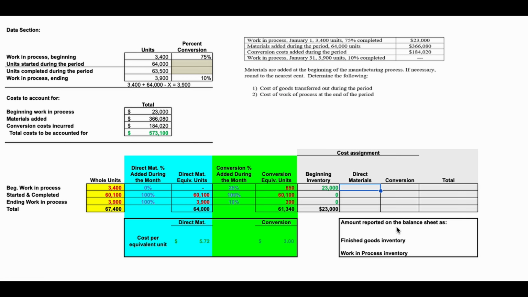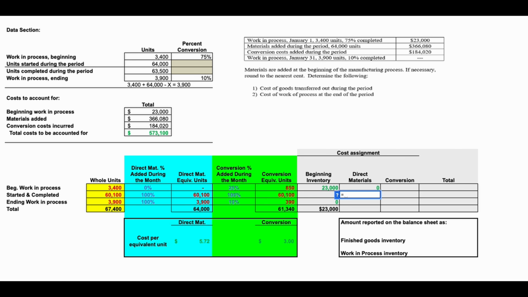Next, we're going to calculate our direct materials. Based on what we just talked about, you can probably assume that there's no direct materials added this month. And you'd be correct, but I'm still going to follow the sheet. So for direct materials, we are going to take our direct material equivalent units, in our case 0, and we're going to multiply that by our cost per equivalent unit, the $5.72. Should come out as 0.